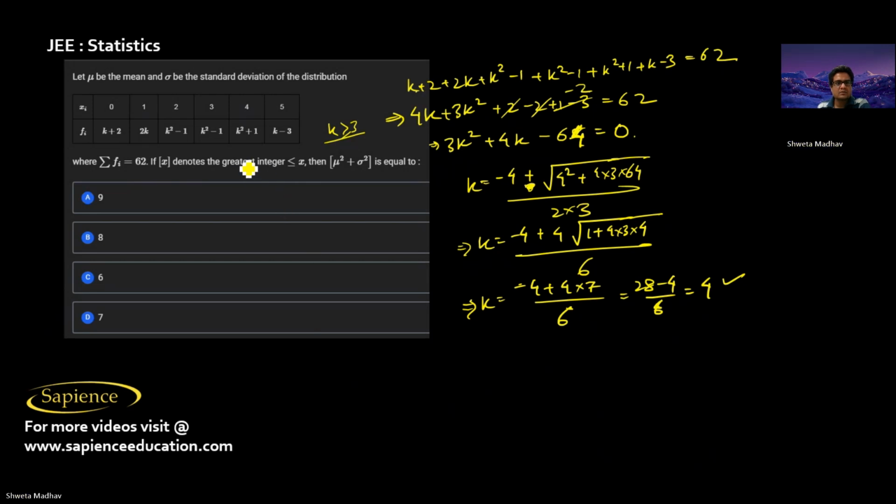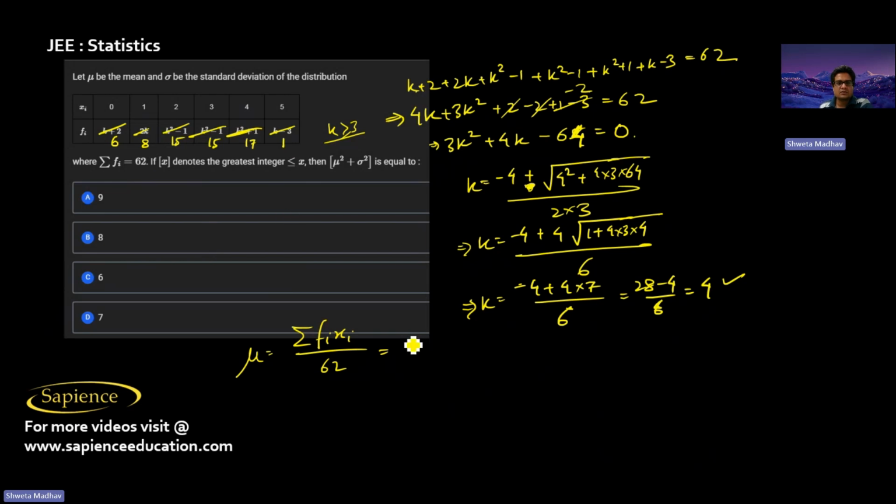And therefore the mean value will be summation fi xi by summation fi, which is 62. So this frequency will become 6. This will be 2 fours are 8. And this is 4 fours are 16, minus 1, that is 15. And 16 minus 1, that is 15. This is 16 plus 1, 17. This is 4 minus 3, that is 1. So these are the frequencies.